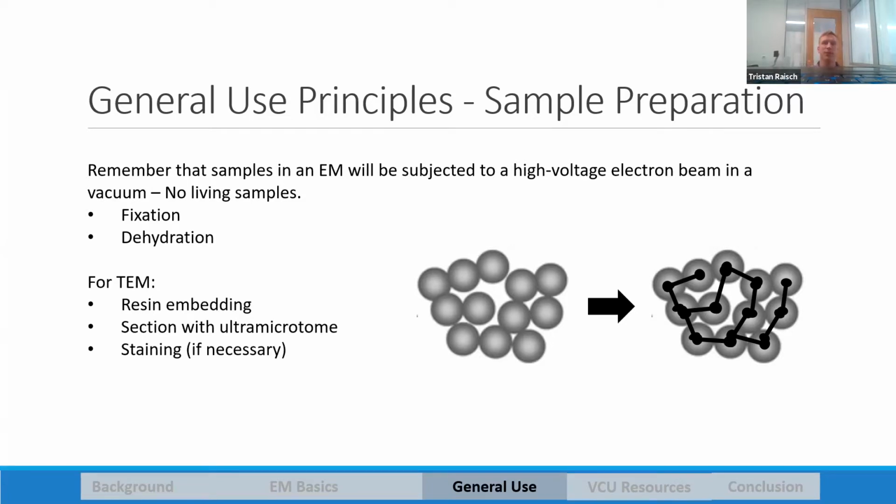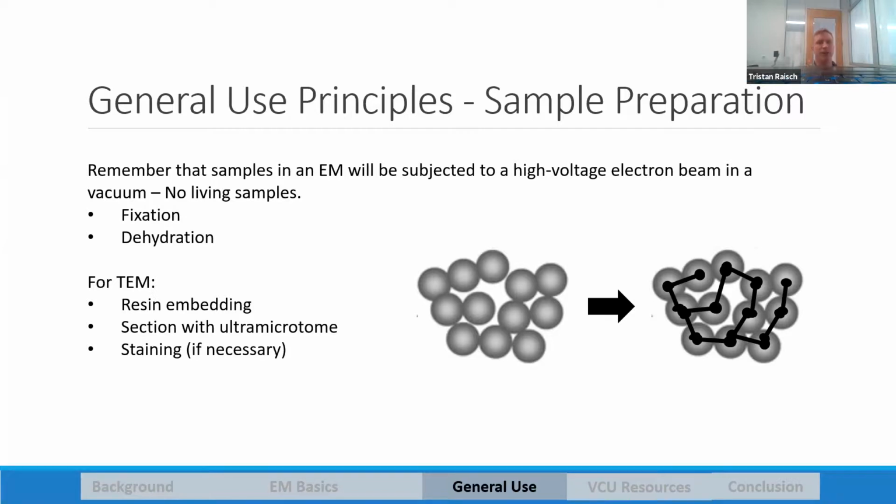As for TEM, the sample must be embedded in a rigid resin to allow it to be sectioned in extremely thin slices, which then allows for the electron beam to pass completely through it. These sections are then often stained with a heavy metal such as lead to enhance the contrast.